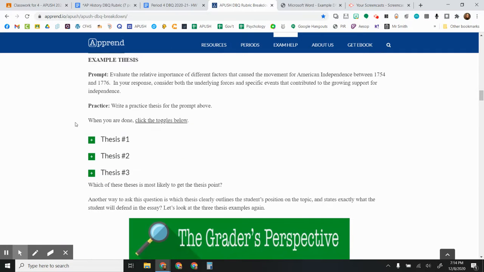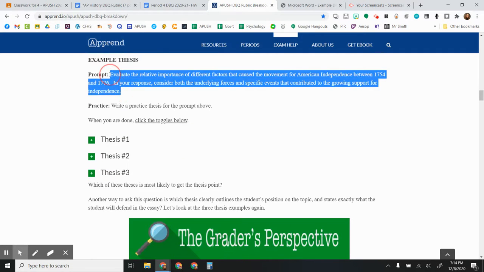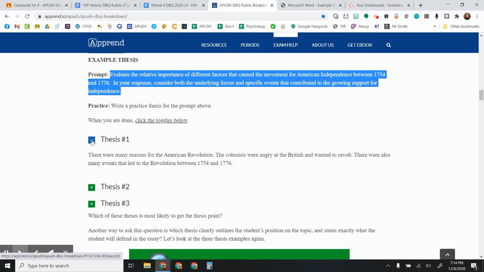Now let's look at some examples. If you remember, this is the prompt up here that we just talked about. Thesis 1: There were many reasons for the American Revolution. The colonists were angry at the British and wanted to revolt. There were also many events that led to the revolution between 1754 and 1776. I see a lot of thesis statements that look like this. Overly general, not specific, not taking a stand, just saying it is, and that's it.